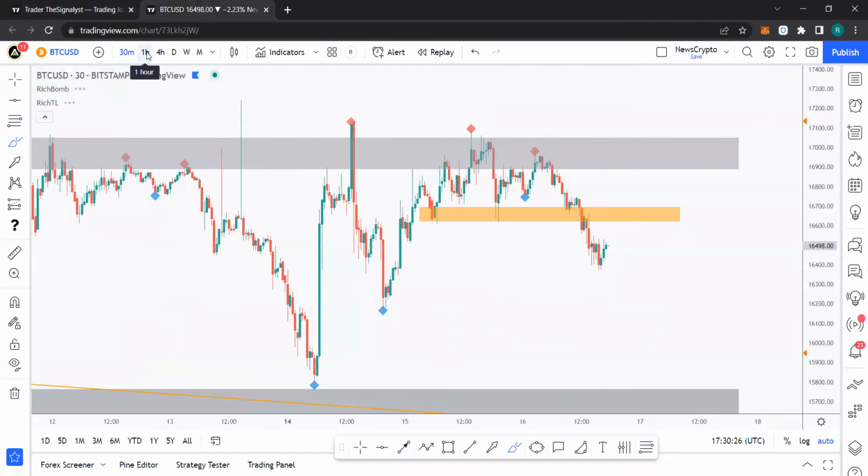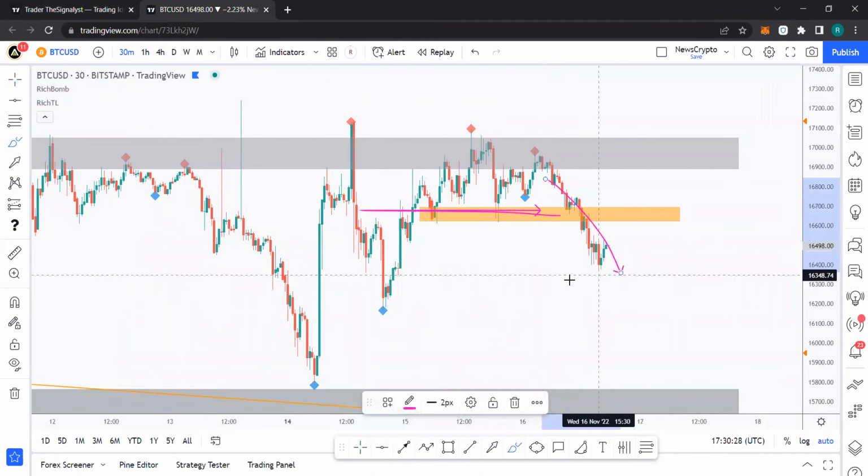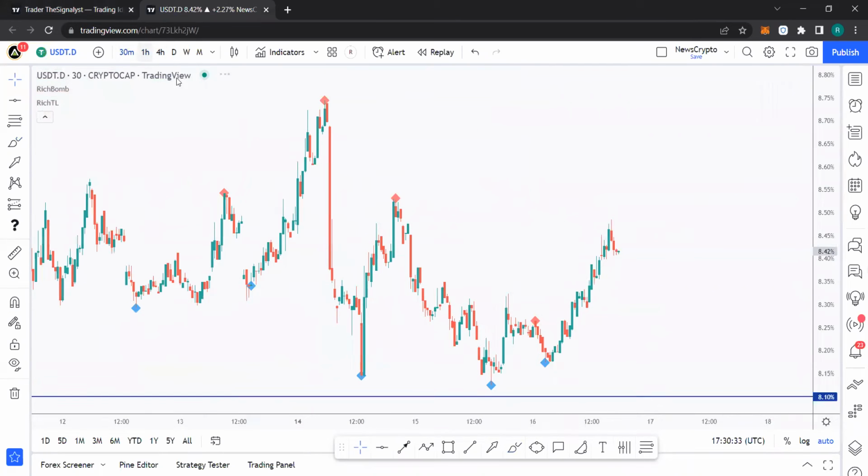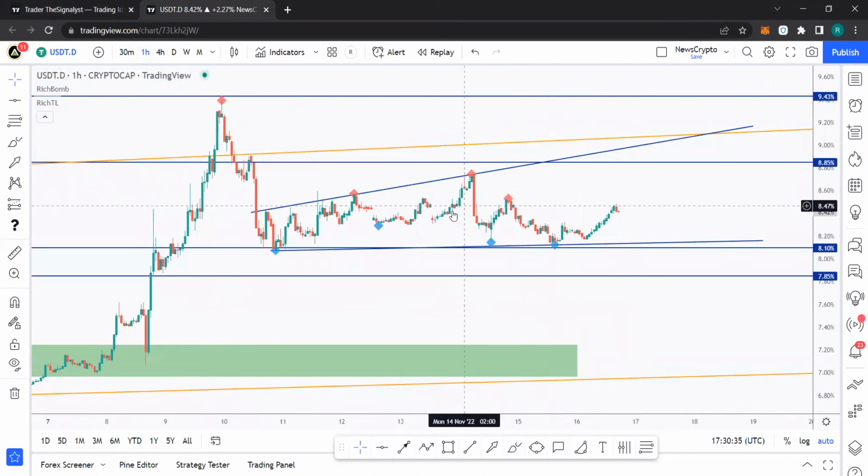This is it. Yeah, we broke below these lows, so we're the exact opposite of USDT dominance. We broke above this high right here, and we traded higher, right? Anyway.